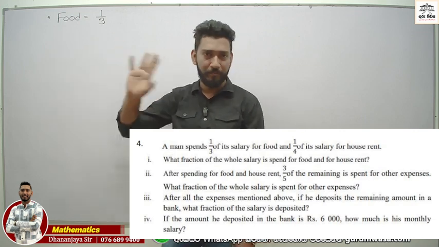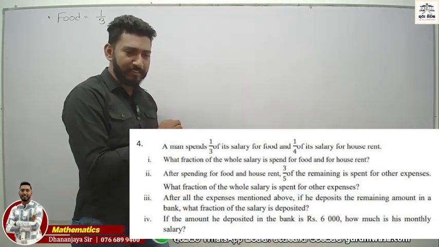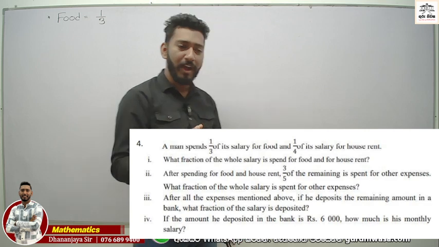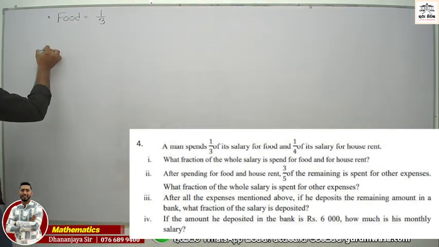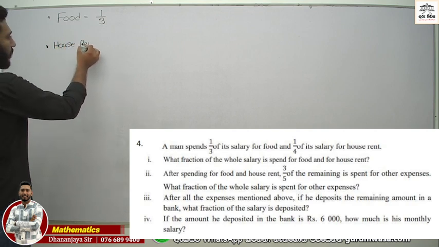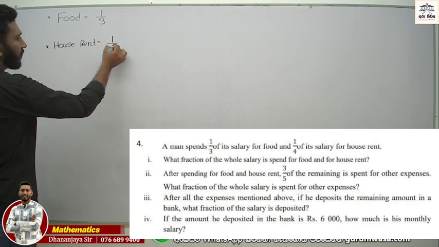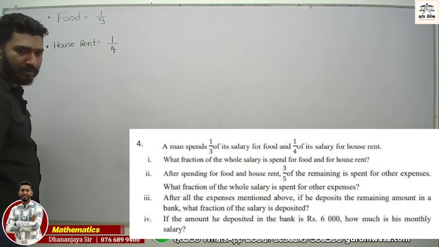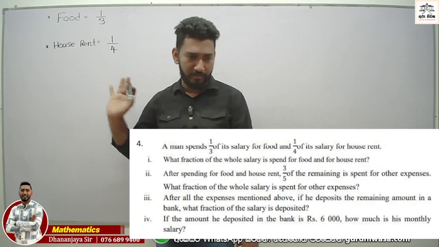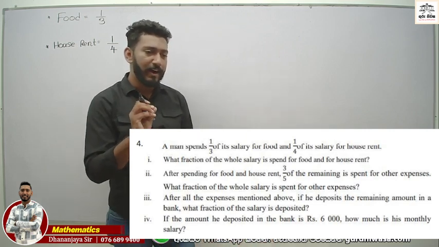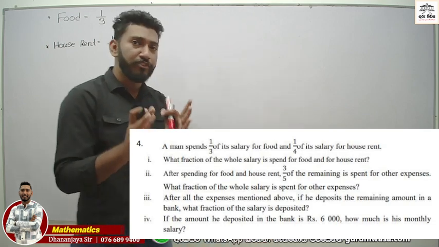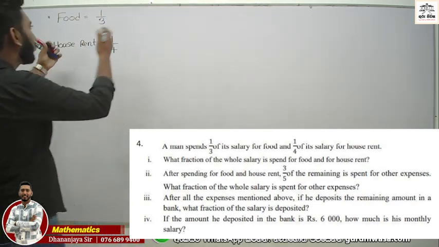Now, after that, 1/4 of his salary for house rent. This is the second one, house rent, and this is 1/4, right? Now there are two expenses, for food and the rent. First, what fraction of the whole salary is spent for food and house rent? You need to add these two things.